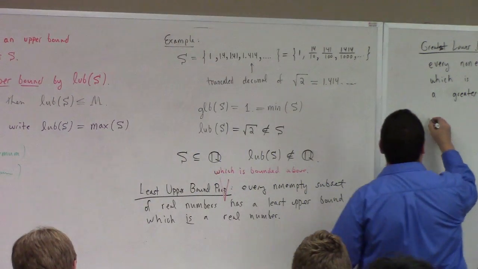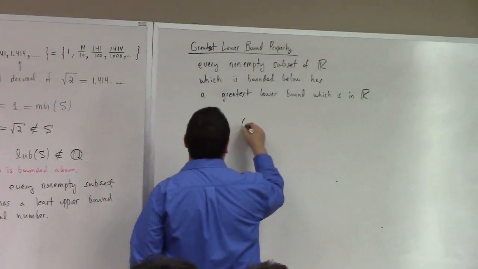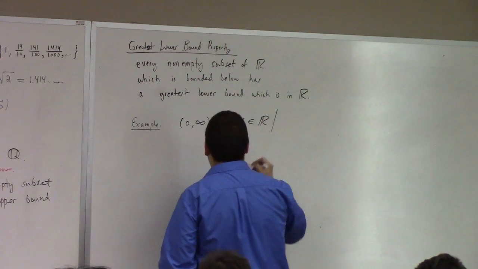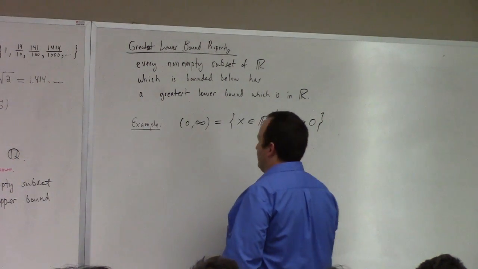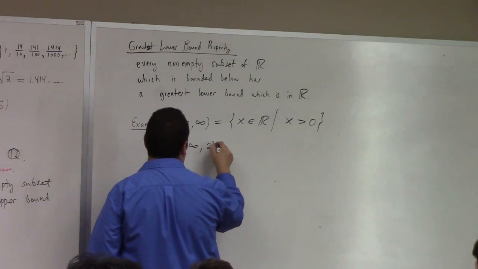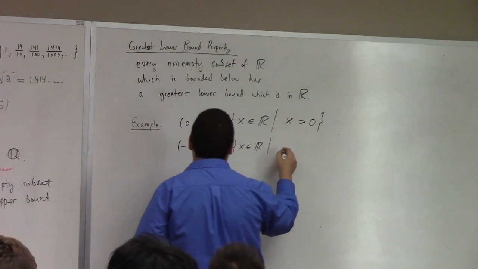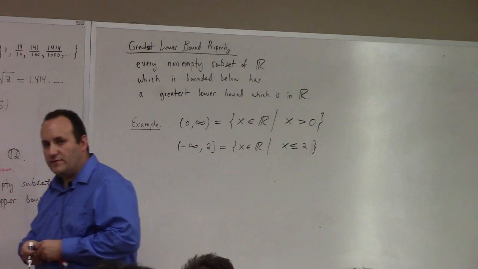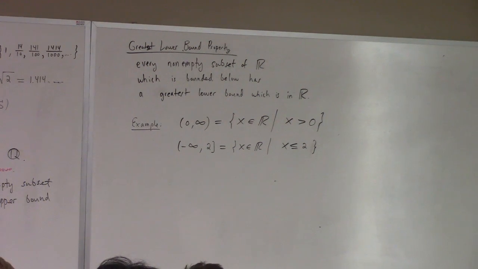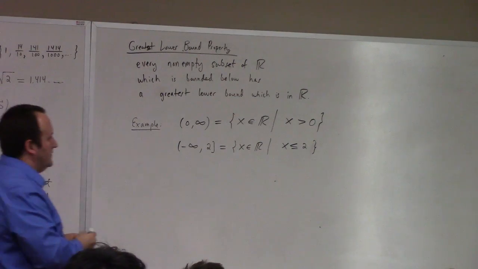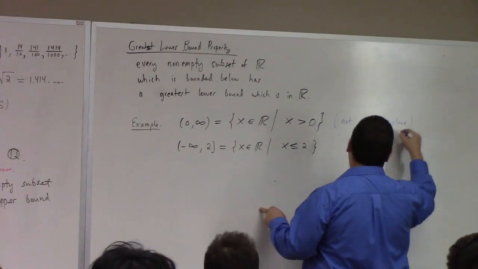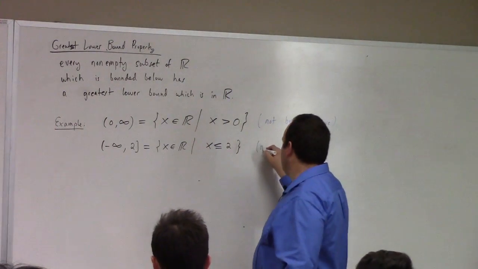Let me show you some examples of that. If I look at, for example, 0 to infinity, this is x in the real numbers such that x is greater than 0. Or if I look at minus infinity to 2, that's x in the real numbers such that x is less than or equal to 2. On the left-hand side I have interval notation. On the right-hand side I'm using what's called set builder notation. This one is not bounded above, and this one is not bounded below, right?